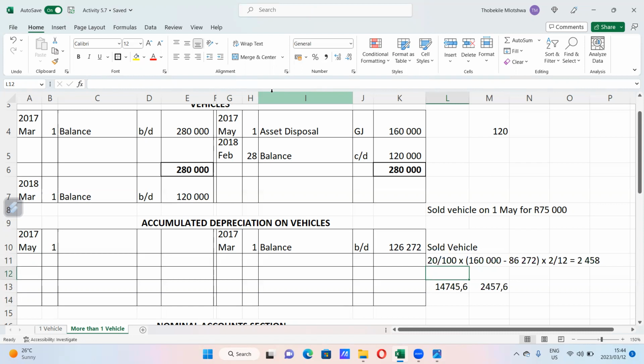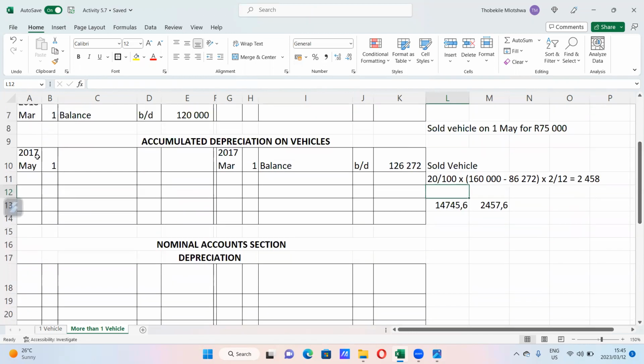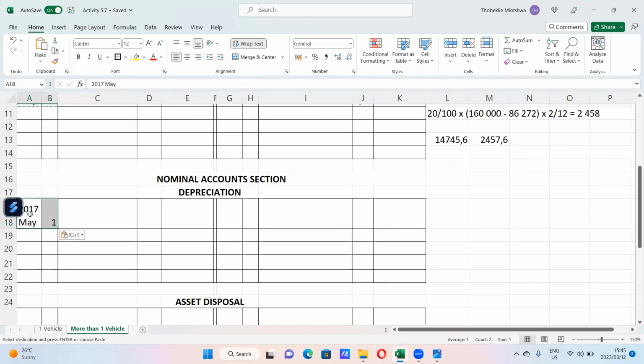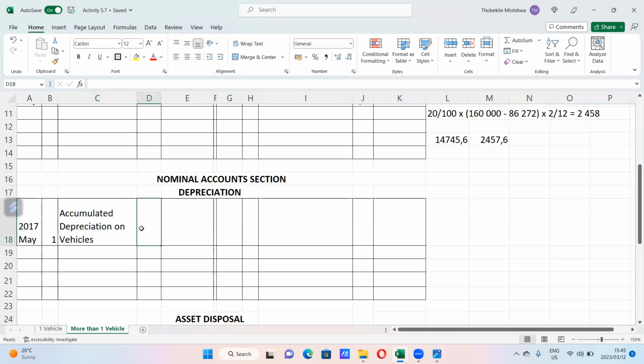You debit depreciation and credit accumulated depreciation. Let's do that. So we are going to come to depreciation here. On this date, we are going to say debit. So when we debit, our contra account is accumulated depreciation on vehicles, and then you would still report that in the GJ. So GJ, and it's going to be 2,458. Going to do that. And then is double entry complete? No, it's not complete.